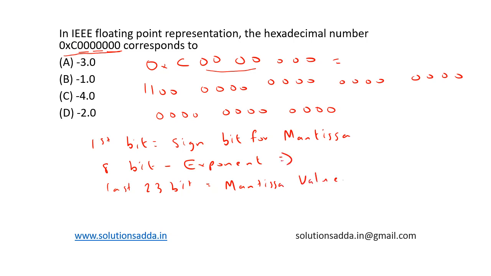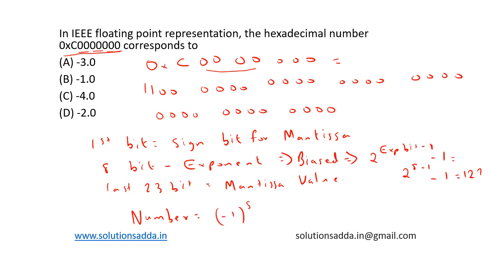The exponent is biased, and the bias value is 2 to the power of (exponent bits minus 1) minus 1. The number of exponent bits is 8, so 2 to the power of 7 minus 1, which is equal to 127. So finally we can write the number as (-1) to the power of s into 1.m, where m represents the mantissa, into 2 to the power of 128 minus 127, which is equal to minus 1 into 1.m, where m is the mantissa.